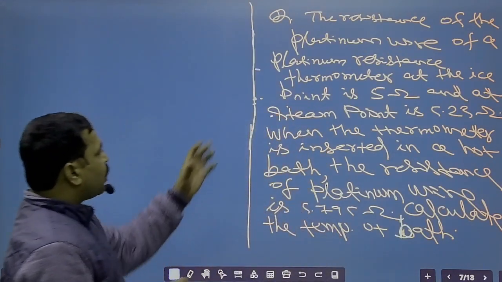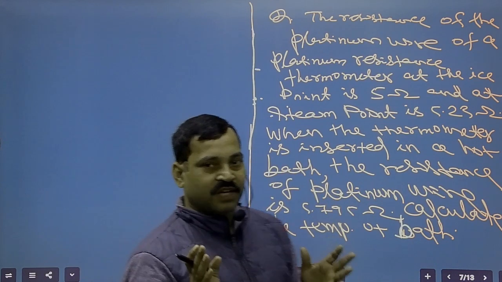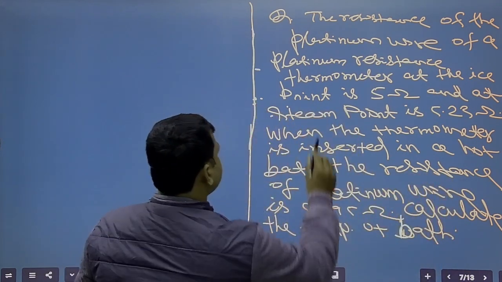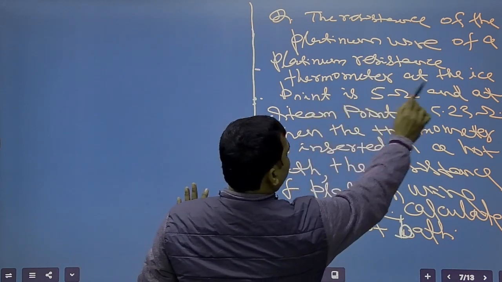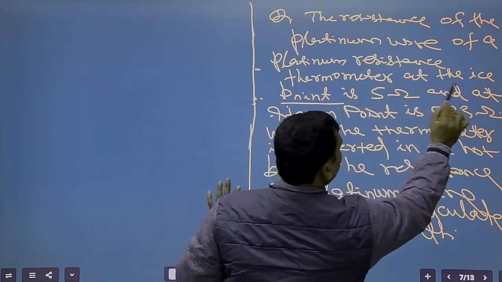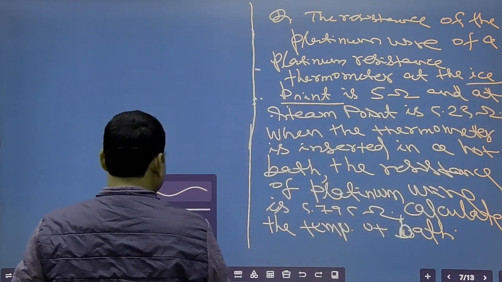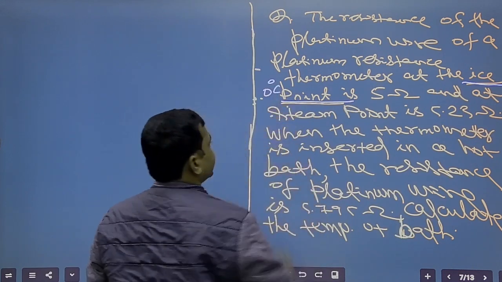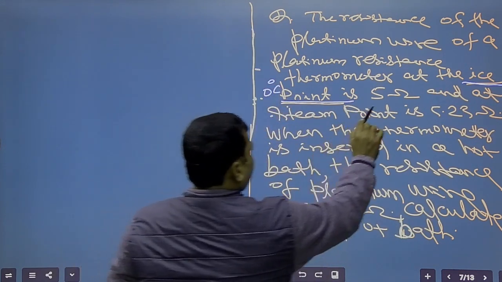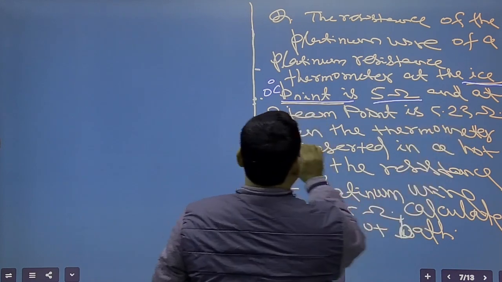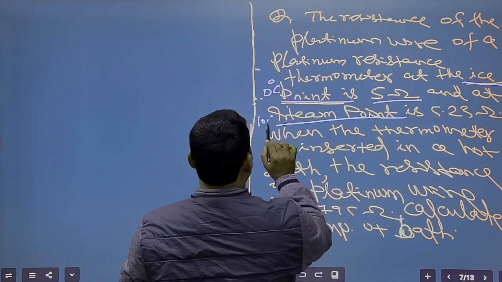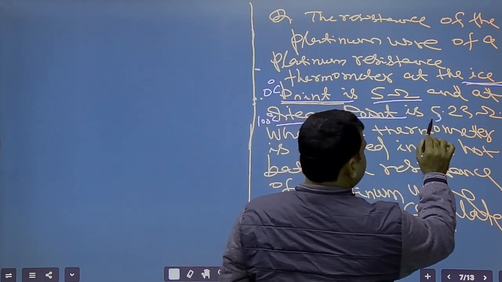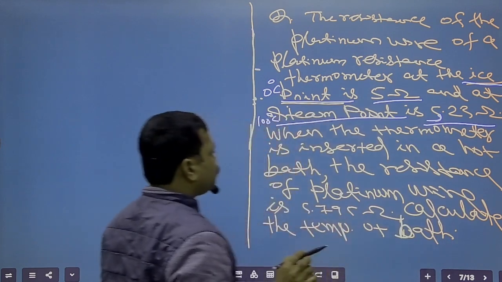So now we'll solve this question. In this question, you can find that the resistance of the platinum wire of a platinum resistance thermometer at the ice point is 5 ohm. So what do you mean by the ice point? Can you tell me? Your ice point means 0 degree Celsius. And the steam point is 100 degree Celsius. So at 100 degree Celsius, the resistance is 5.23 ohm.